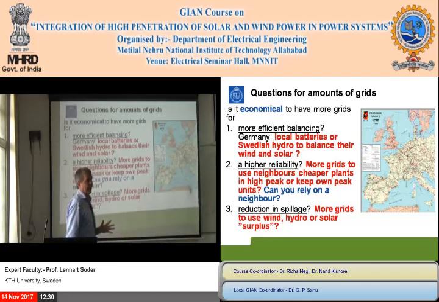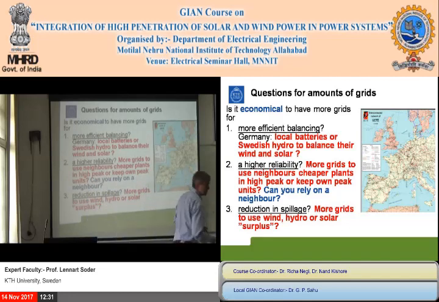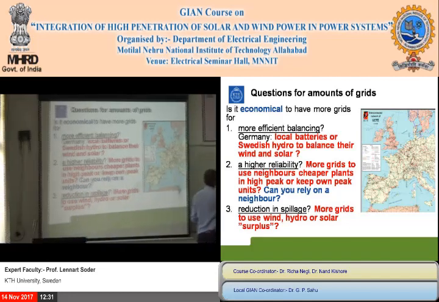Solar power, on the other hand, if you have a huge amount of solar power, the benefit of solar power is that it's very regular. Solar power goes like this.